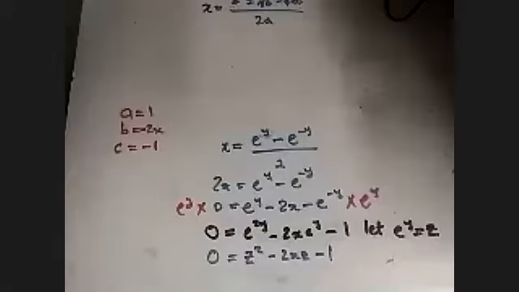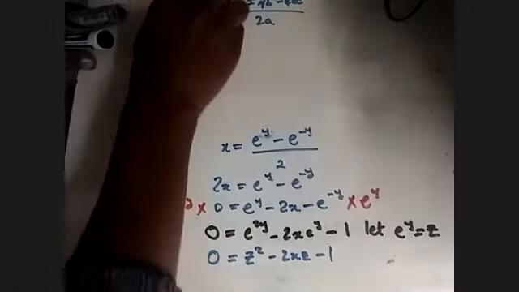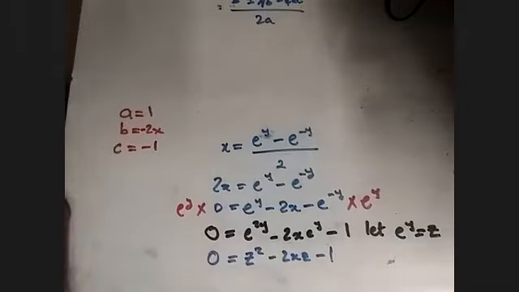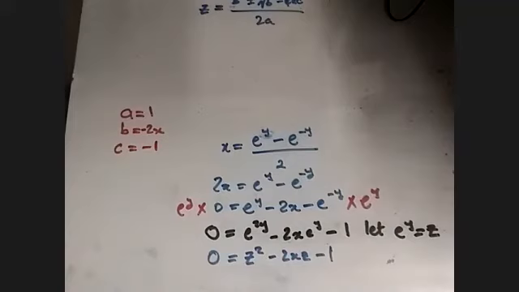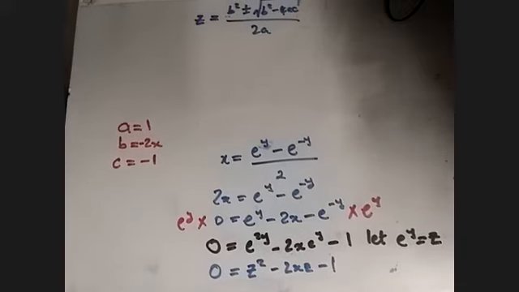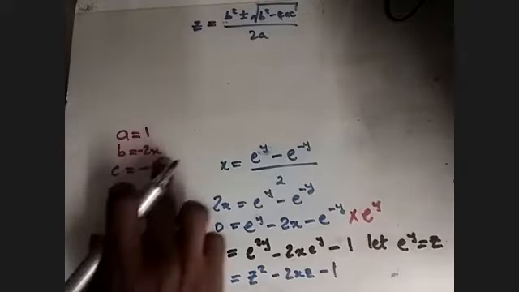Now in this case, our x is denoted by z, which is denoted by e to the power y. But I want this to be understood much better, so rather than writing x, we must write z, because our quadratic formula is given in terms of z, not x. So we're going to write our quadratic formula in terms of z. Okay, so we're going to substitute these values here.